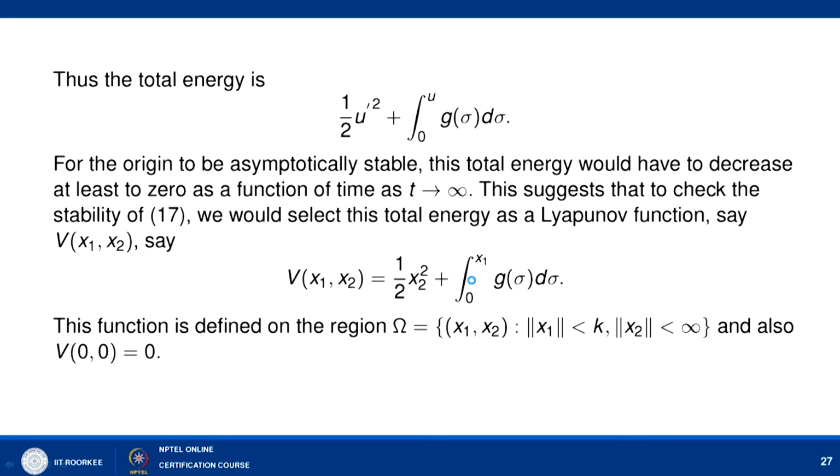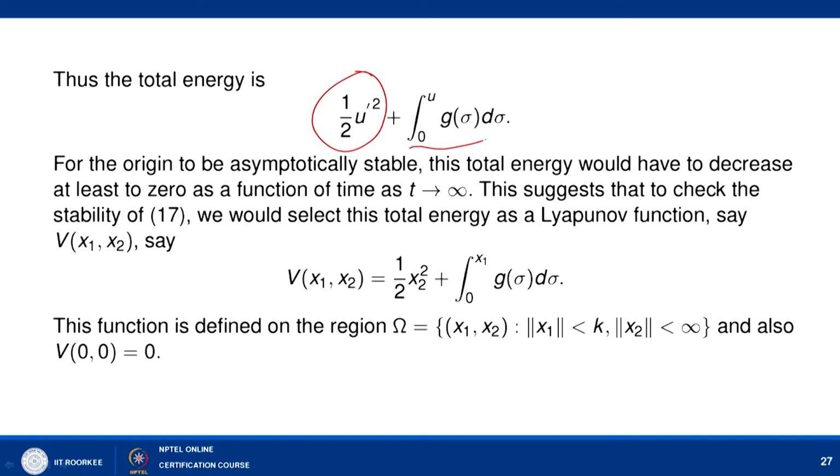Then the total energy, we can say, is what? It is basically 1 by 2 u dash square. Basically it is nothing but the kinetic energy. Kinetic energy is basically what? It is 1 by 2 mass times velocity square. If we look at m as 1, then it is 1 by 2 of v square, so half m v square. So, it is the kinetic energy of the system here.